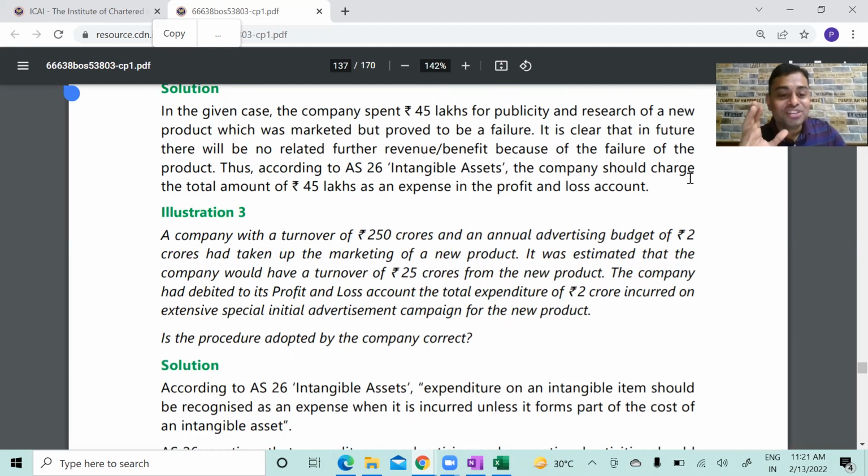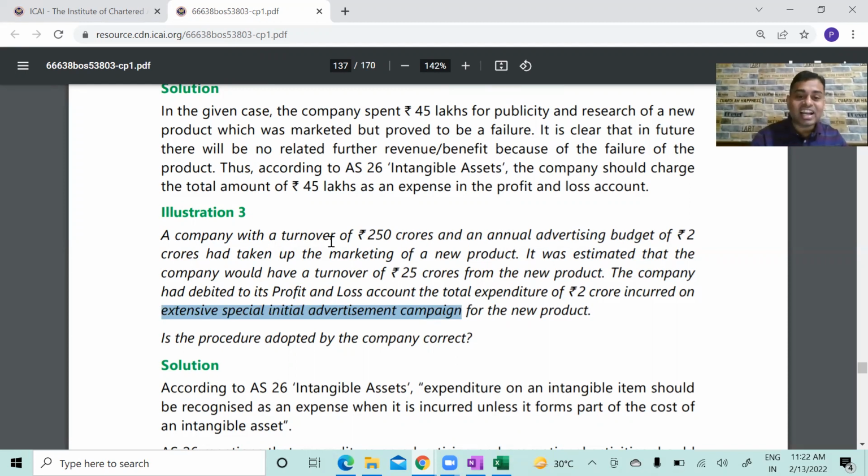See, to confuse you, how many adjectives they are using? Trap. The company incurred 2 crores expenditure. What is that? Campaign? No. Extensive campaign. Special campaign. Initial campaign, advertisement campaign. Extensive, special, initial. So student, if he is reading carefully, will think, oh my God, can be capitalized. How many flavors you put? Shit is shit. Take it to P&L.